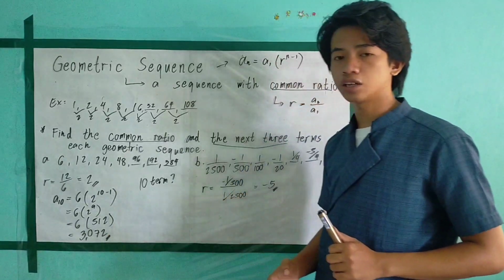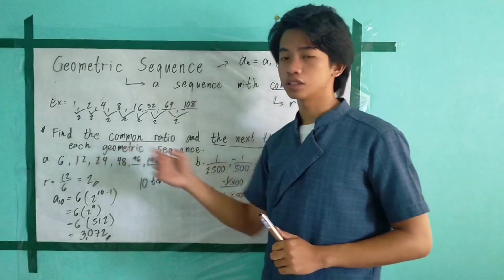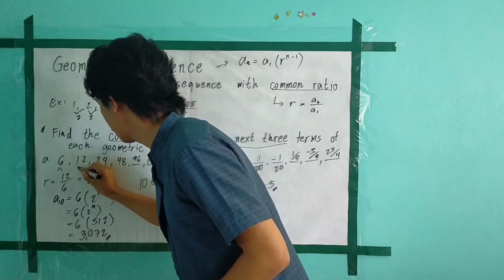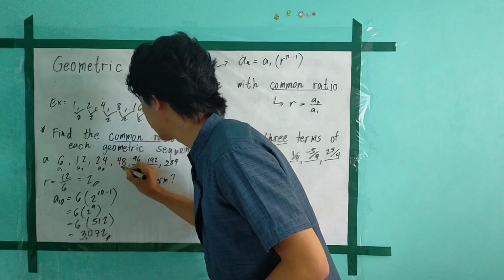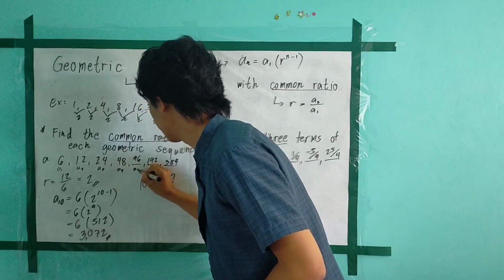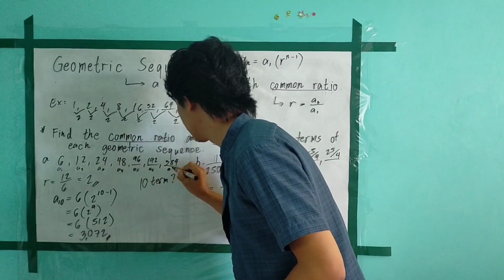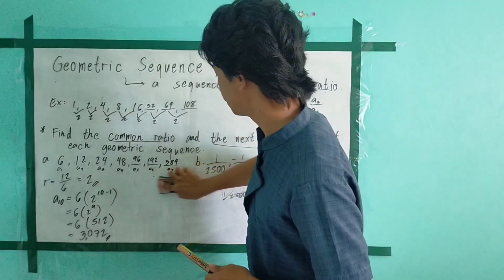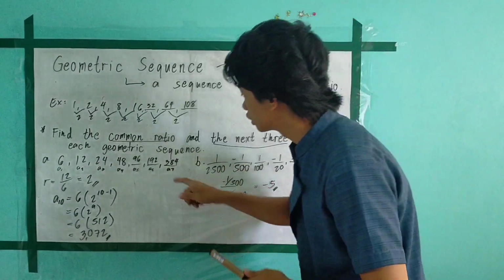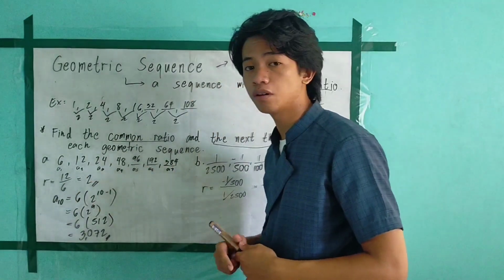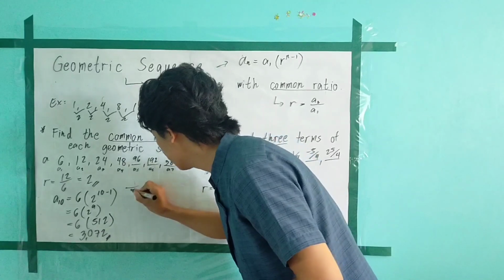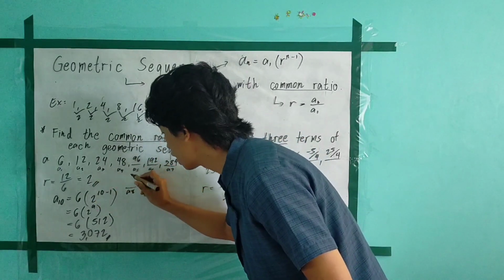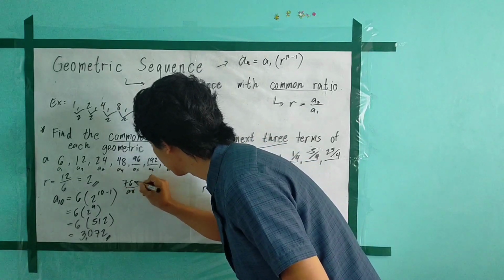Okay, so pwede rin natin siyang imano-mano gamit yung sequence natin. So a sub 1, a sub 2, a sub 3, a sub 4, a sub 5, a sub 6, a sub 7. Okay, try natin imano-mano. So 384 multiplied by 2 to get the a sub 8. So 384 multiplied by 2, we have 768.